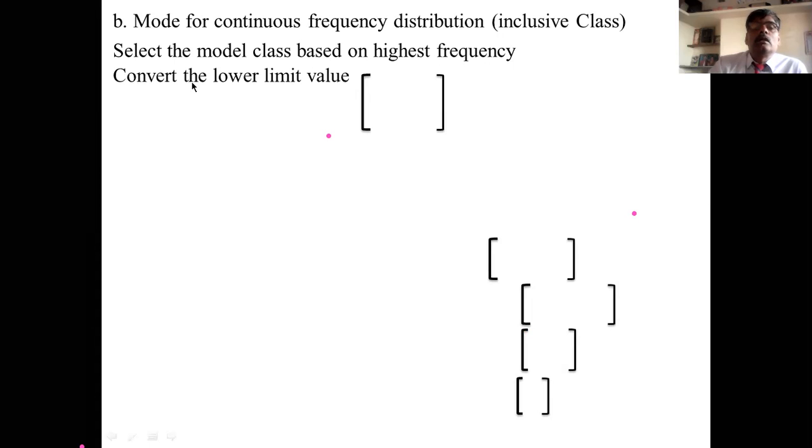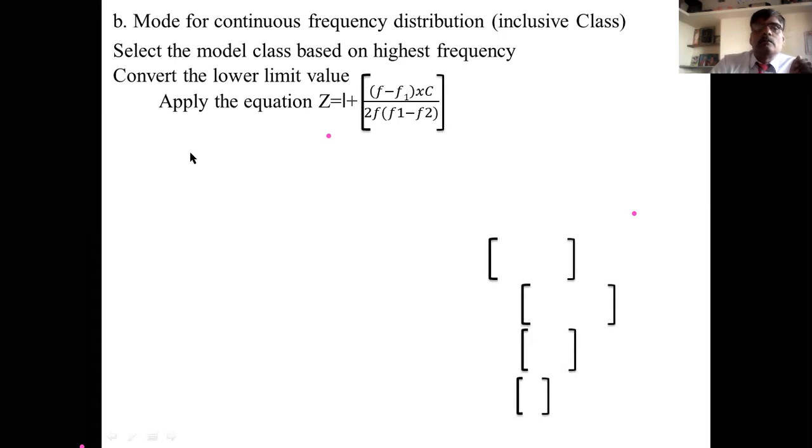Then next, convert the lower limit and upper limit values. You may convert for only that class also. And then third step, apply the equation. This is the equation.